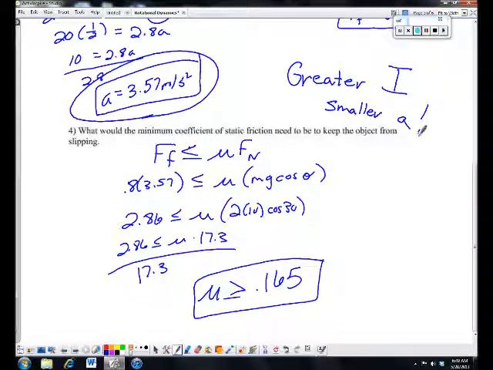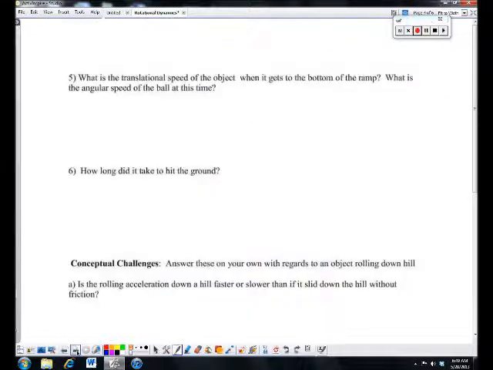The greater the moment of inertia, the smaller the a. And I will show you a real cool shortcut eventually that'll allow you to get to a without having to do any work. And I'll show you that in class.